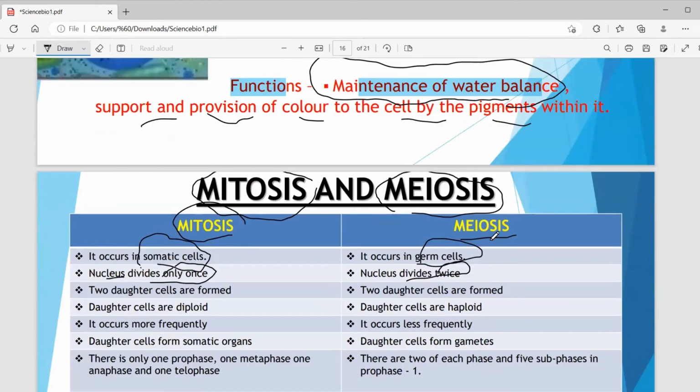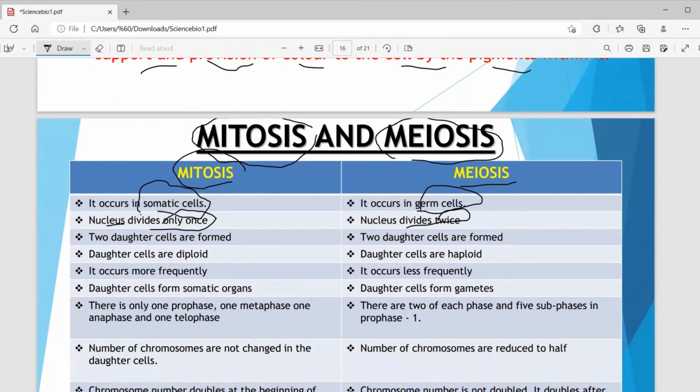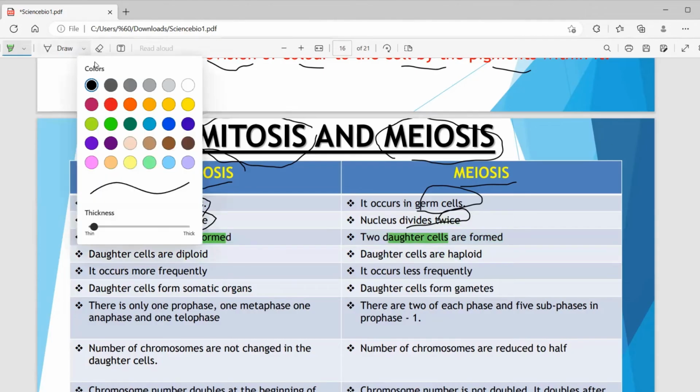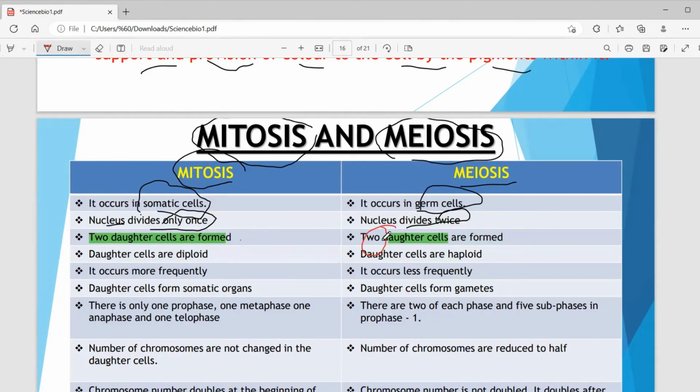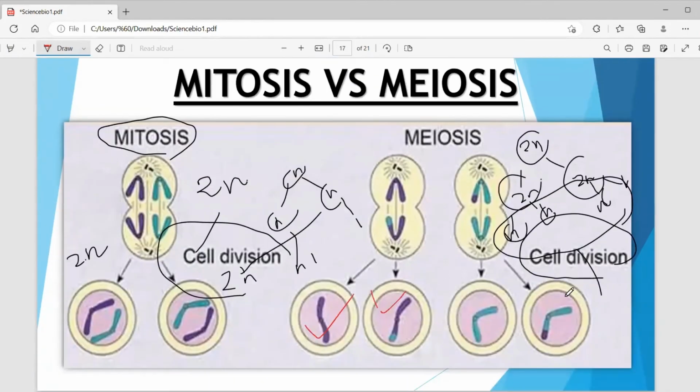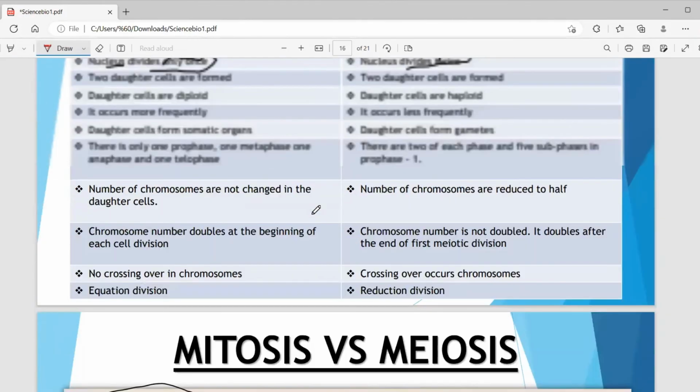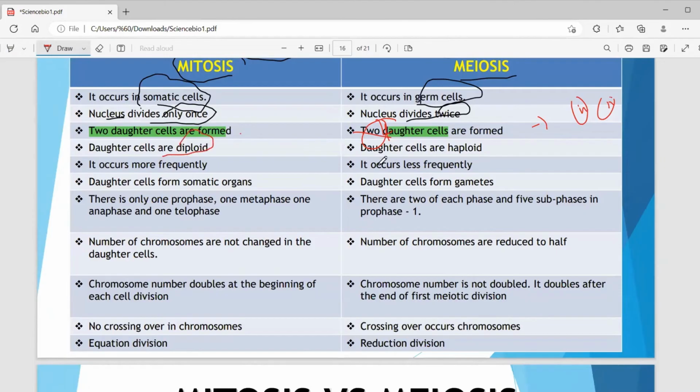So in mitosis the nucleus divides once and two daughter cells are formed. In meiosis there are four daughter cells, not two. You can see the haploid gametes, n, and how many daughter cells form: 1, 2, 3, 4. So they explain that in mitosis the daughter cells are diploid, and in meiosis the daughter cells are haploid, right? It occurs more frequently, and we will upload this presentation in the group, so you can take notes if you wish.